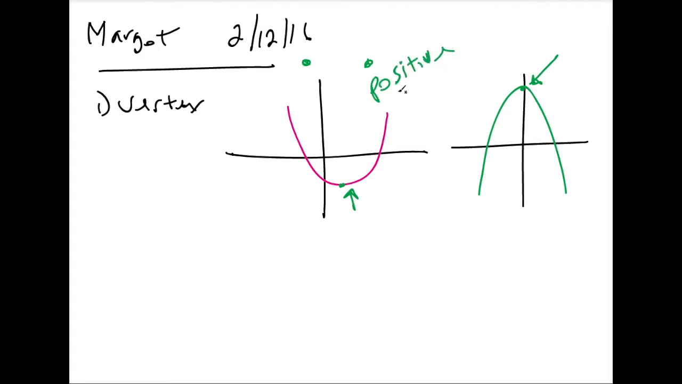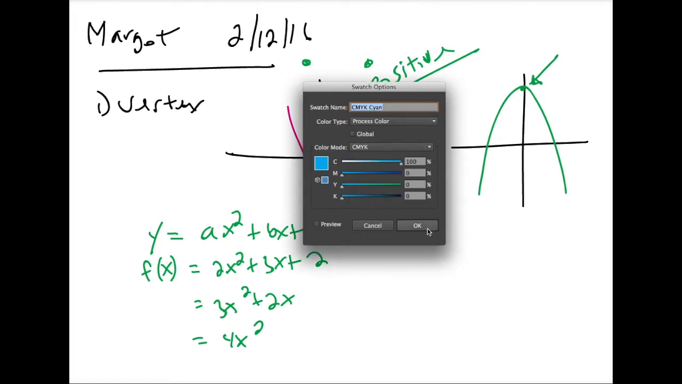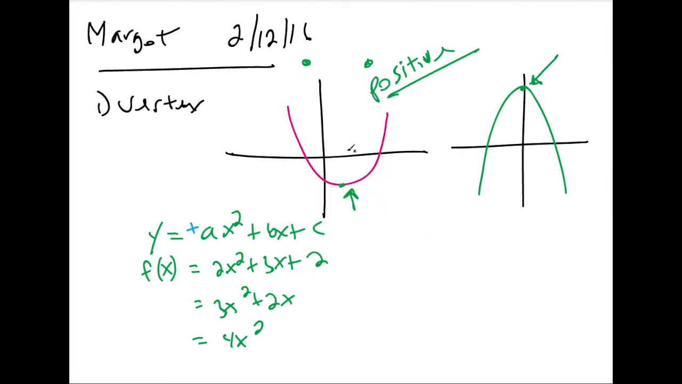Because positive is happy. By positive, I mean when you have your setup of y equals, and your y could be the same thing as f of x, equals, the general formula is ax squared plus bx plus c. So maybe it'll look like 2x squared plus 3x plus 2. Or it could look like 3x squared plus 2x. Or something like 4x squared. These are all quadratic. But in order for it to be this guy right here, these numbers in the front have to be positive.